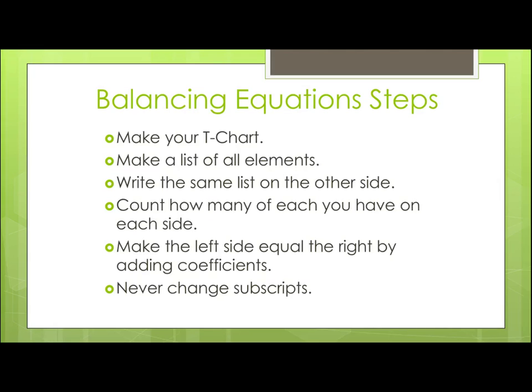Once you write that list on the right side, then you're going to go ahead and start to count. You're going to count how many of each element you have on each side. Then you're going to make the left side equal the right side by adding coefficients. Remember that you never, ever, ever change subscripts. You might want to go ahead and put a star next to that. Okay? We never, ever change subscripts. The only thing we change when balancing a chemical equation are our coefficients.